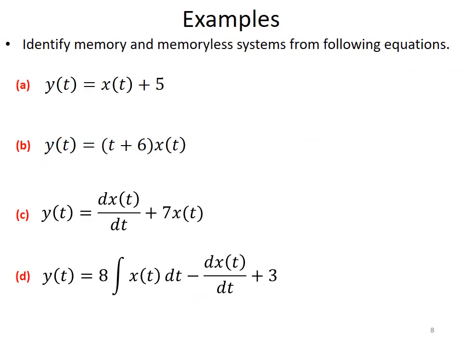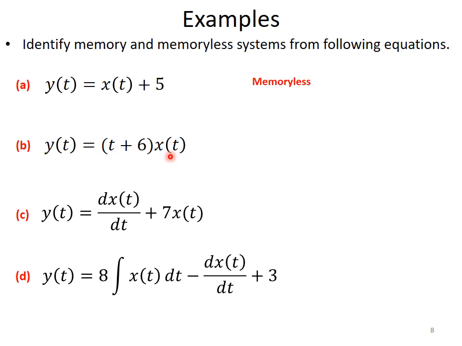Now in these examples we are given some mathematical equations, input-output relationships. In all these examples, x of t is input and y of t is output, and we have to identify which of the following systems are memory and memoryless systems, right? As I told you, those systems which have differentiation or integral operators in their equations are memory systems, otherwise they are memoryless systems, right? So let's start with example A. In this equation you can see there is no integration or differentiation, and y of t only depends upon the instantaneous value of x of t, right? So this system is basically a memoryless system.